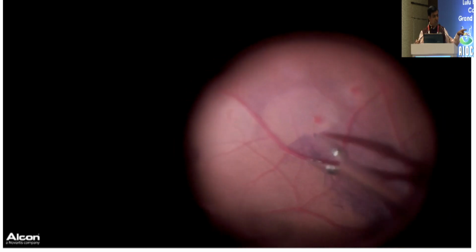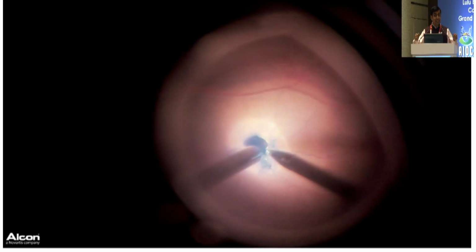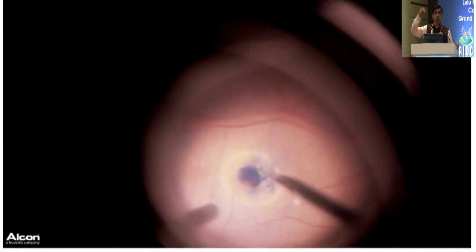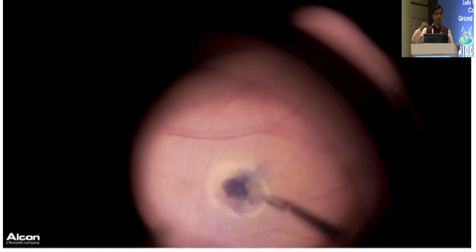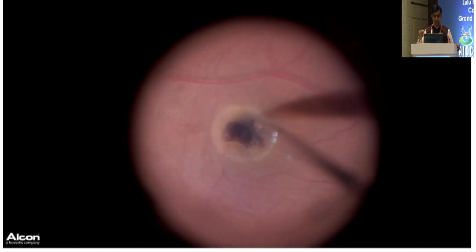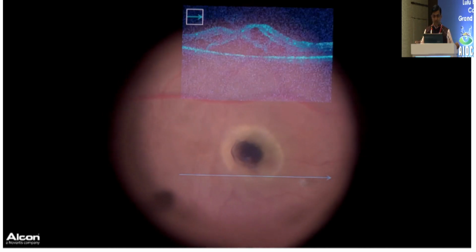Since it was a little large macular hole, I had to use a little more ILM. And getting a single sheet of ILM is very, very important in these techniques. Otherwise, you have to keep on doing it again, and sometimes inadvertently there is a high possibility that we touch the RPE. So here, as you can see, the viscoat is holding these flaps pretty well.